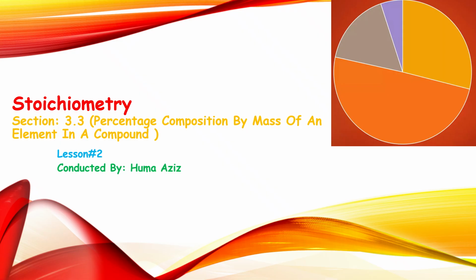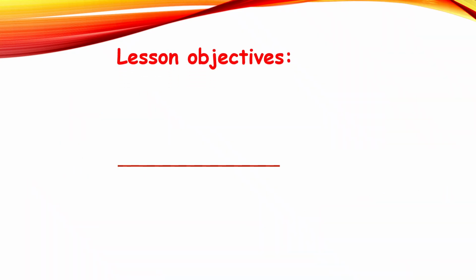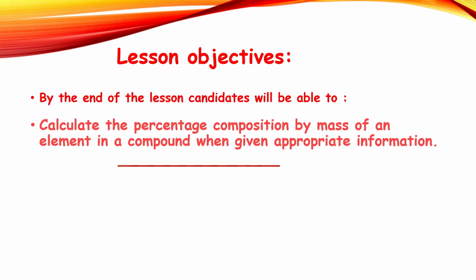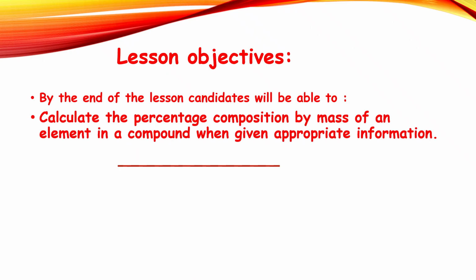In this video, you will learn to calculate percentage composition by mass of an element in a compound. This concept is from section 3.3 of your chemistry O-level syllabus. By the end of this lesson, you will be able to calculate the percentage composition by mass of an element in a compound when given appropriate information.